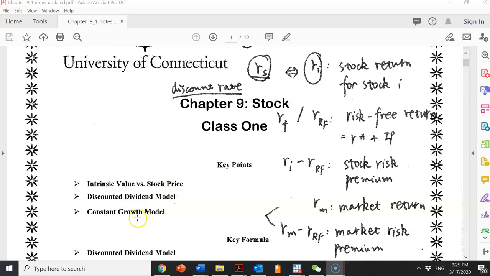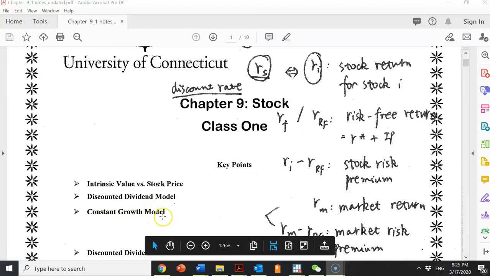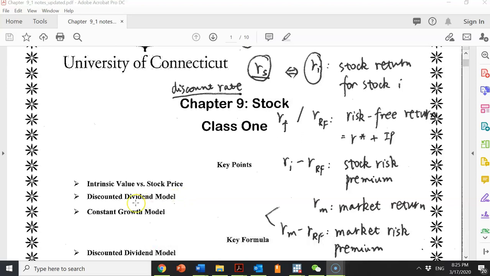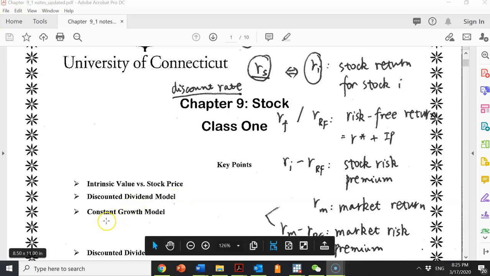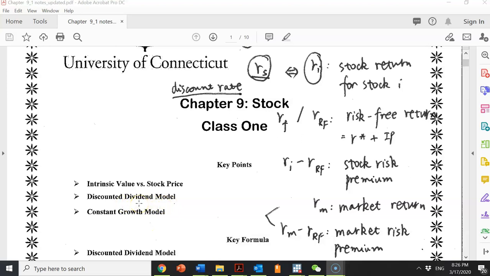And in class 1, we will have constant growth model version of this discounted dividend model, where we assume that all the dividends have constant growth rate. In class 2, we're going to have non-constant growth model for discounted dividend model when the dividends are not growing constantly. For class 3, chapter 9, we're going to introduce a second model to estimate stock price, which is called corporate valuation model. We're going to talk about it in the future videos.